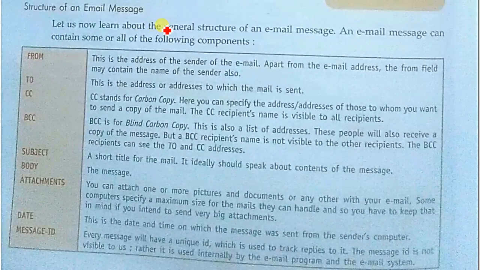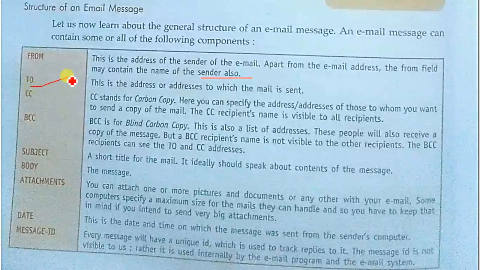Now, the structure of an email message. This is important. A number of times the question is asked in internal as well as final examinations. Let us now learn about the general structure of an email message. An email message can contain some or all of the following components. From: this is the address of the sender of the email. Apart from the email address, the from field may contain the name of the sender also.